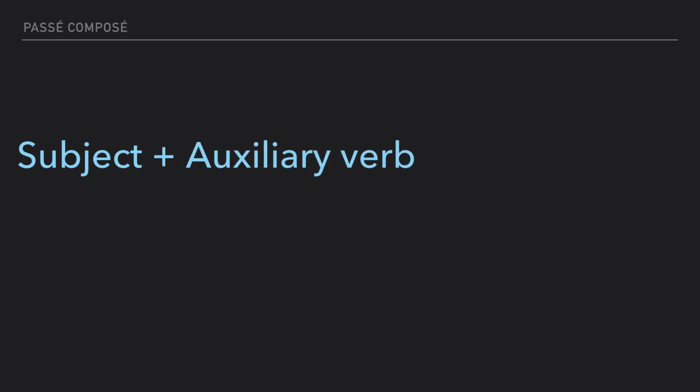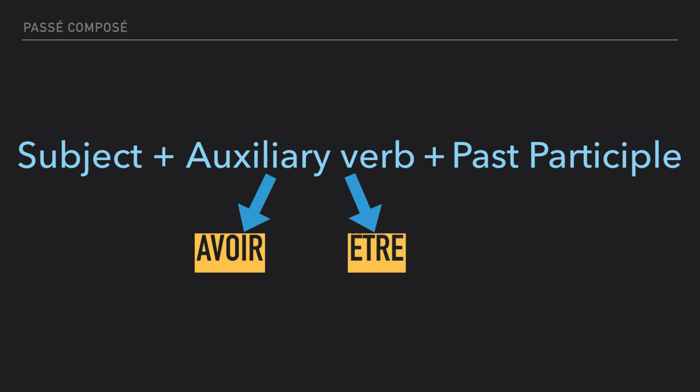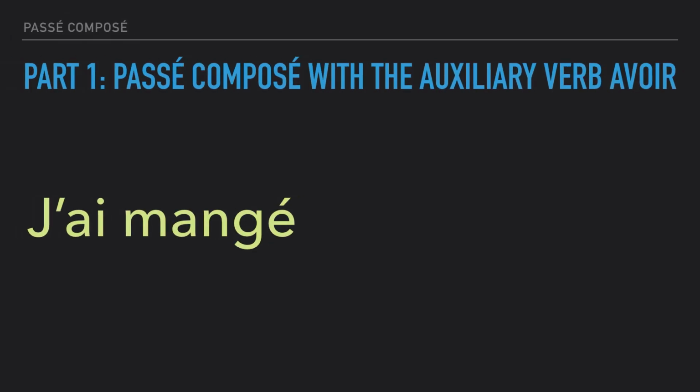Okay? So why is it called passé composé? Well, because the sentence is like this one. You need a subject in your sentence, then an auxiliary verb, finally the past participle. In French, we've got two auxiliary verbs. It may be avoir, and in English it is to have, but also in French it is possible to have être or to be. So two auxiliary verbs. In this lesson, because it is part one, we are going to speak about the auxiliary verb avoir, just this one. So let's start with an example.